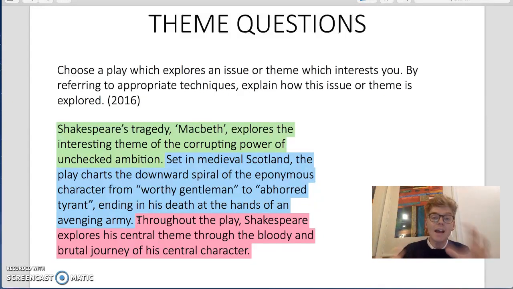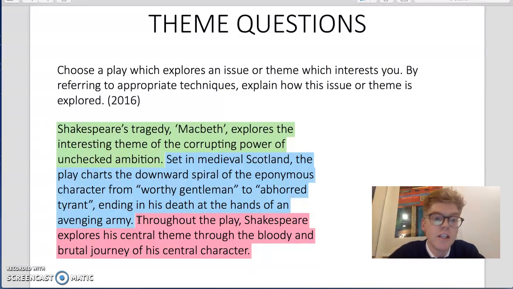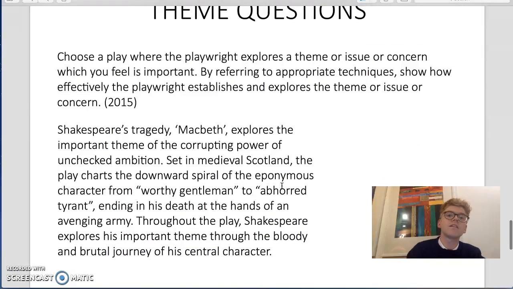Now, it should be an aspect of the play that you are ready to talk about, that you've learned, that you know your quotes for and you're happy to talk about. So all I'm doing here is, instead of connecting character to theme, I'm connecting the theme to the character. But it's virtually going to be the same essay. And this third sentence still does the same. It just connects the central concerns to another aspect of the play. So throughout the play, Shakespeare explores his central theme through the bloody and brutal journey of his central character. So it works there, and again I'll show you in another key theme question.